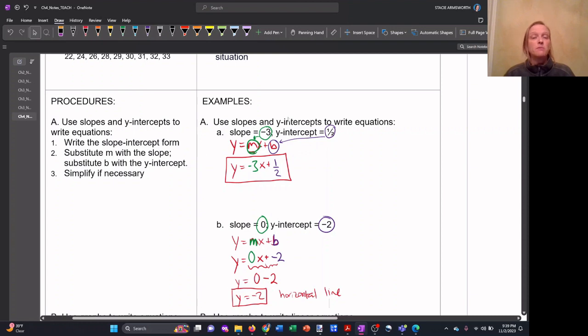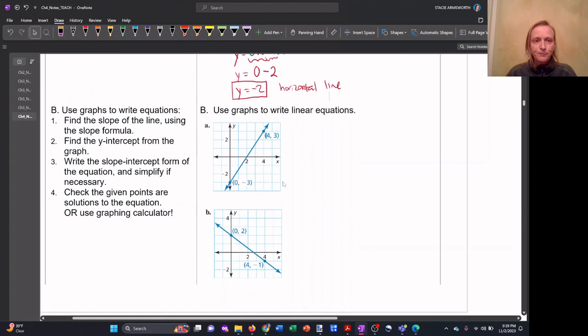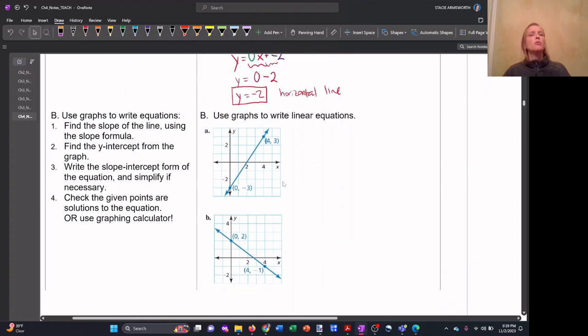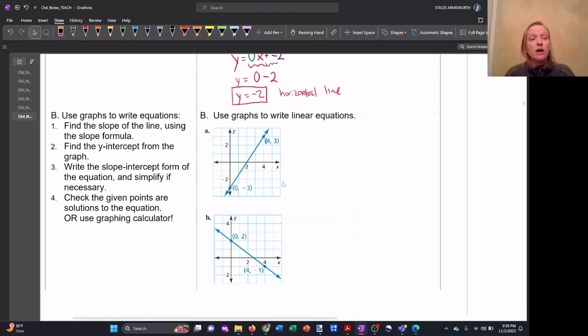So this is the most simple, straightforward example. Let's look at more complicated examples. Here we're given graphs and asked to come up with slope-intercept form. So remember, slope-intercept form is y equals mx plus b. And so the first step is to find slope. We're not told slope, so we need to calculate it.